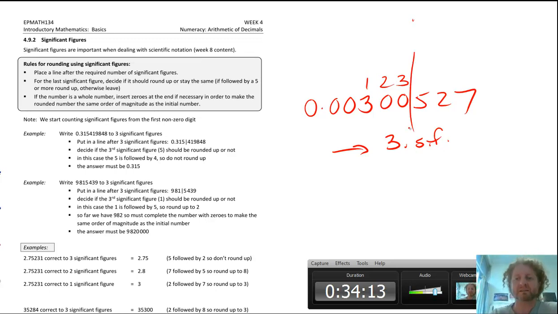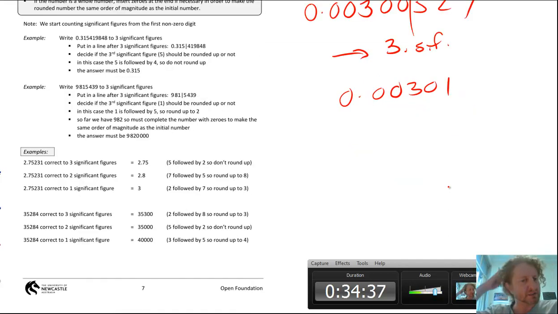Then I put a line there and say, well, do I leave it alone at 0.00300, or do I round up to 0.00301? And 5 on the halfway mark says, up you go. So my final answer here is 0.00301. That is 3 significant figures. Okay? So once you start counting, keep going. There's some examples there. I don't know if they do anything we didn't just do. Again, I'm not rounding and then rounding the round and then rounding the round. I'm going back to the original number.